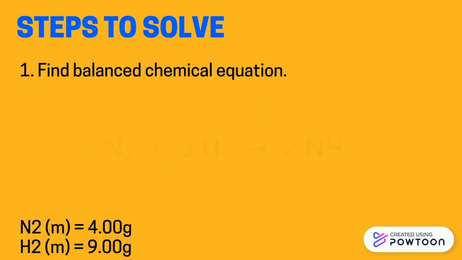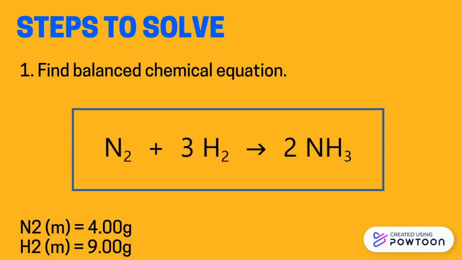Your first step is to find the balanced chemical equation for your reaction. It is usually given most of the time, and it is important because you need to make sure that you have the same number of atoms on each side of the equation, according to the law of conservation of mass.